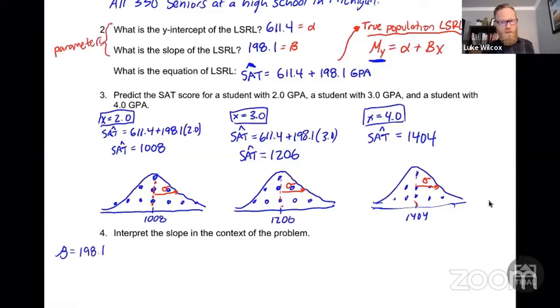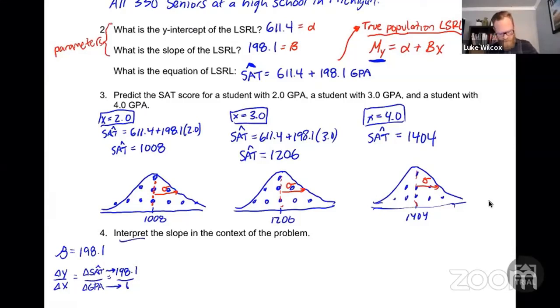And just as a real quick reminder of slope, here's a hint that you can use to interpret your slope. When you first learned slope in your very first algebra class, you may have learned it as the rise over the run, or even possibly as the change in Y over the change in X. And if you put that in the context of the problem, change in Y would be the change in the predicted SAT score divided by the change in the GPA. And we know that value is 198.1. And I'm going to write it as a fraction over 1. And so really, it's telling you that for a change in GPA of 1, we would predict the SAT score to have a change of 198.1. So we just need to go ahead and put that into words now.